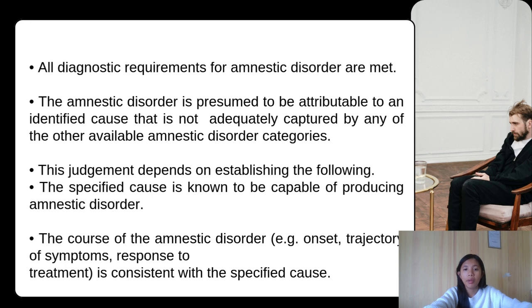So, in short, kung may memory loss ang tao at alam natin ang sanhi, pero hindi ito pasok sa ibang standard categories, pwede pa rin tawaging amnestic disorder, pero yung cause niya, mas kilala yung symptoms and may alam na specific cause.